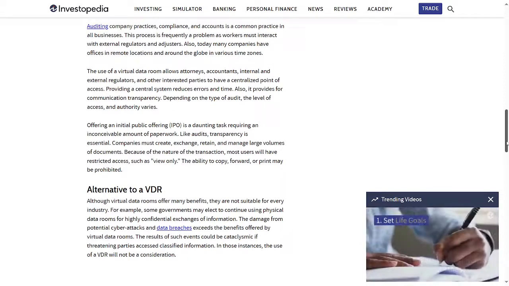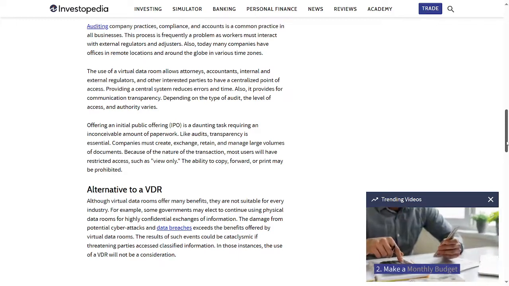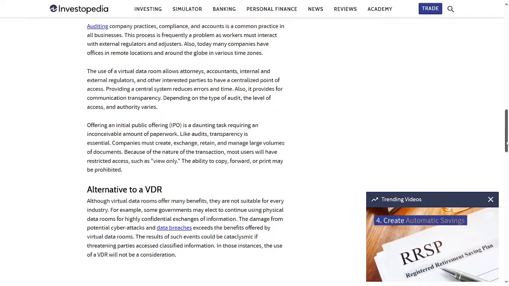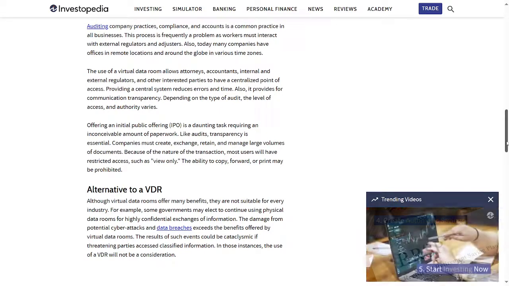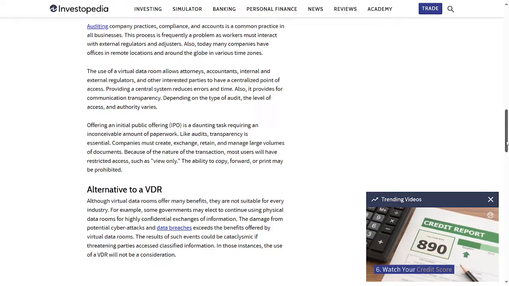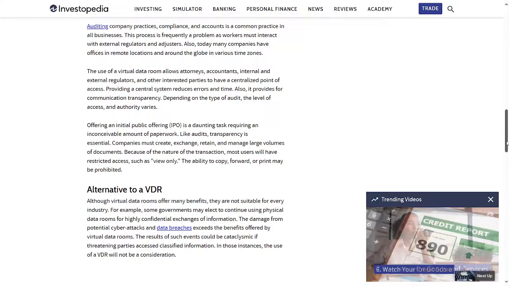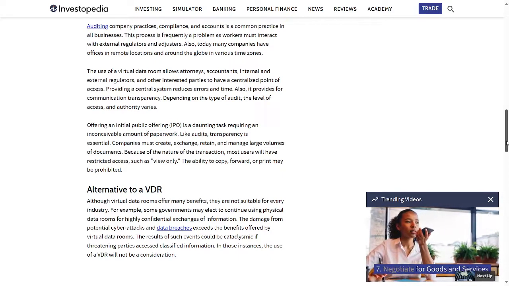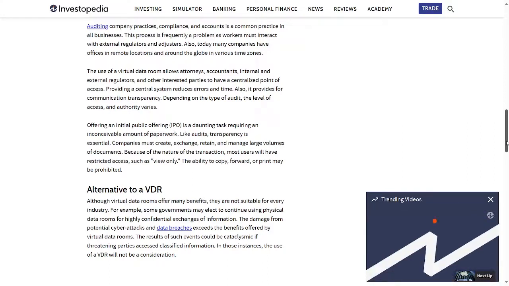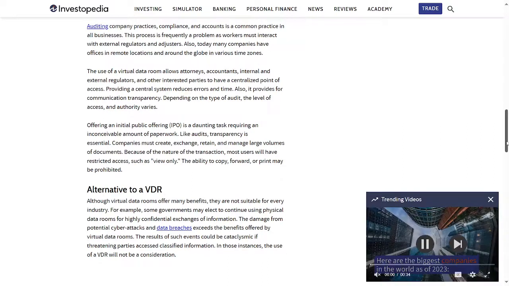So virtual data rooms are most used for mergers and acquisitions. They're used for auditing. Offering an IPO is a daunting task requiring an inconceivable amount of paperwork. Like audits, transparency is essential. Companies must create, exchange, retain, and manage a large volume of documents. Because of the nature of the transaction, most users will have restricted access, such as view only. The ability to copy, forward, or print may be prohibited.